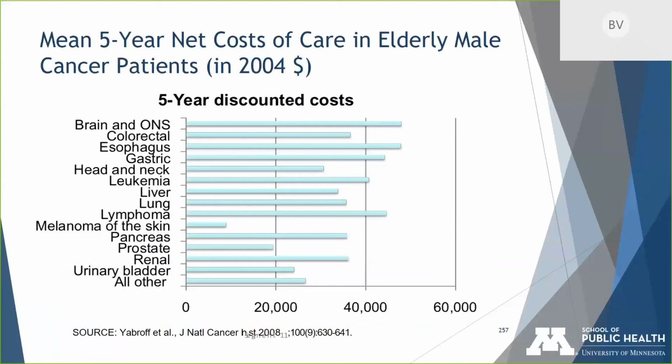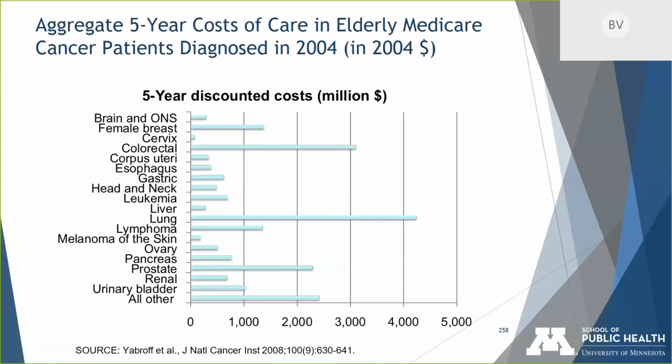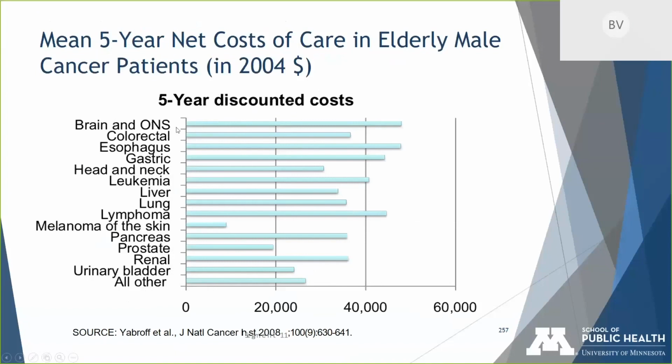This is just an example of calculating the mean 5-year net cost of cancer. You can see that some cancers, brain, esophageal, lymphoma, have a high mean cost of care. When you look at the aggregate cost of care, you see a different story. You see that lung cancer has far and away the greatest amount of costs associated with it, over $4 billion. And of course, that's related to the fact that lung cancer is much more common than some of those other cancers that may be more expensive to treat on a per-case basis.